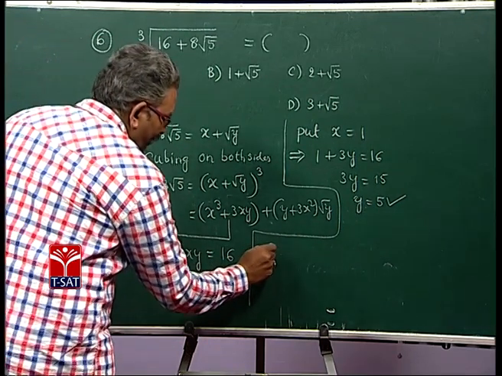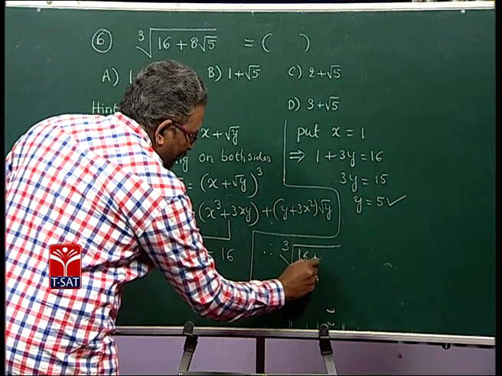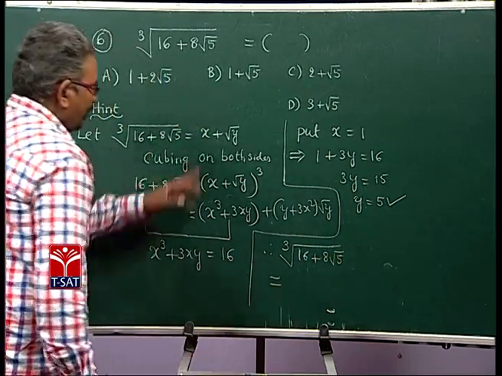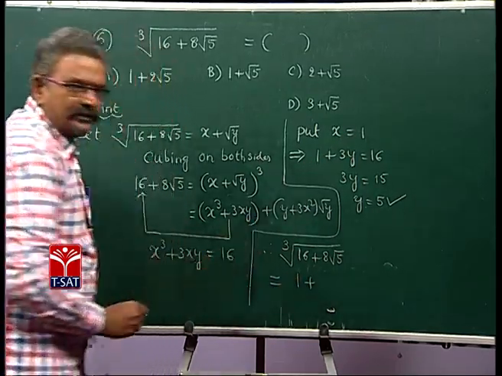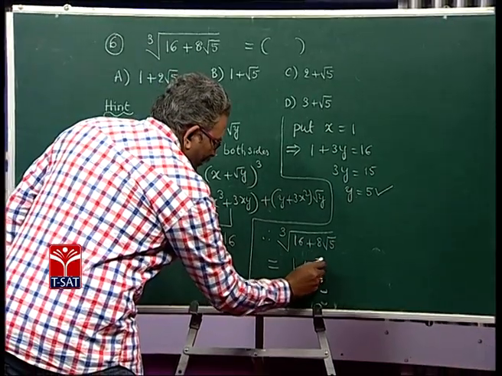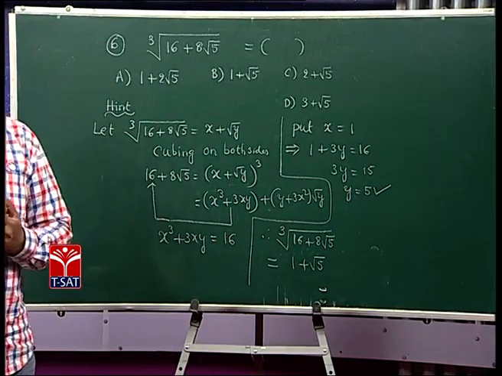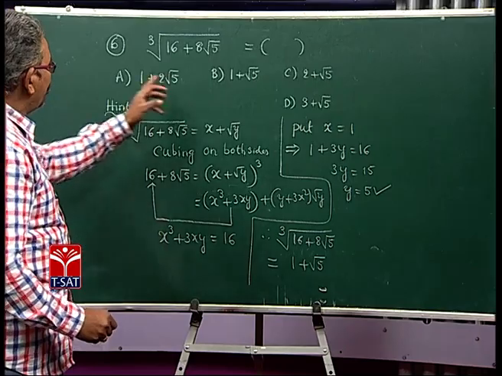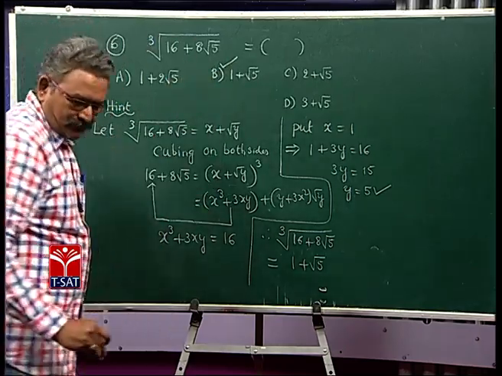Therefore, cube root of 16 plus 8 root 5 equals x, 1, plus root y, means 5 root 5. So, this is the cube root of 16 plus 8 root 5. Which is the right option? Yes, B will be the right option. Okay.